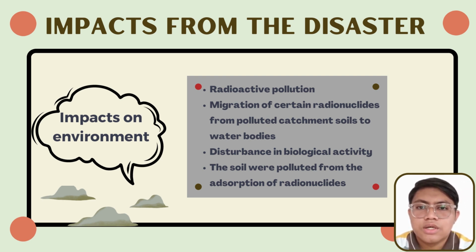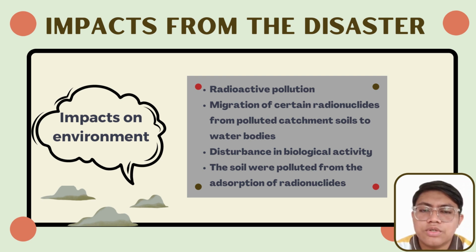First of all, there was an impact on the environment from the disaster that occurred, which is radioactive pollution. From the pollution, the radionuclides that were deposited from the explosion migrated to the soil and also affected the water body. It causes biological disturbances, in which the plants, soils, and invertebrates were having a hard time and died from the exposure to the radionuclides. With that said, the plants and animals that survived the radiation may have their genetics affected by the radiation.